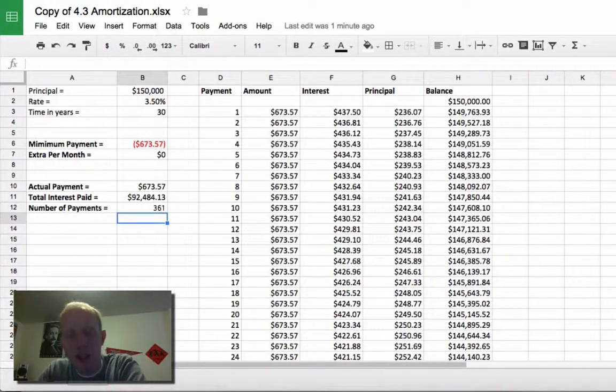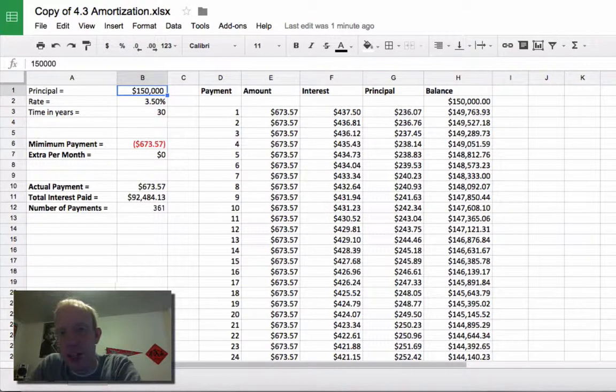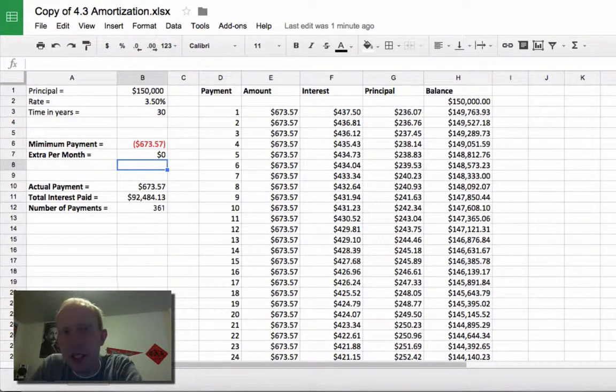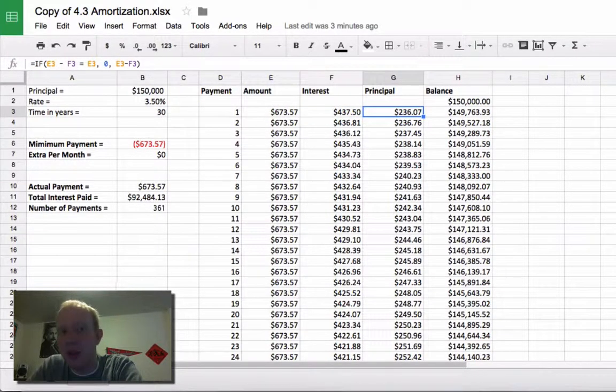Let's do some comparisons looking at these amortized loans. This is a pretty small loan. $150,000 is a very cheap house, and 3.5% is a pretty good APR. But just notice, even at this pretty decent loan, we're paying $92,000 in interest over the life of the loan. Again, why is that? Because so much of our payment is going towards interest, and so little of it is going towards principal at the beginning.